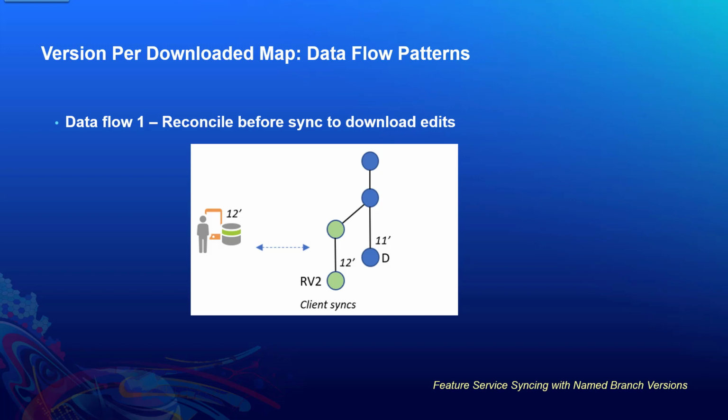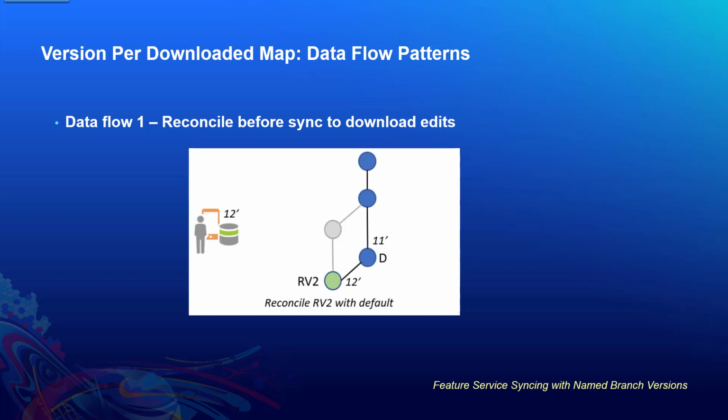Now let's see what happens on reconcile. On reconcile, edit 11 prime becomes visible to version RV2 and is now available for download on the next sync. As we stated before, edits are always downloaded from default, and 11 prime is part of default. Notice here I did a reconcile, but I did not post. I didn't post because edit 12 prime is still under review and not ready to be posted to default. However, this does not prevent me from reconciling.